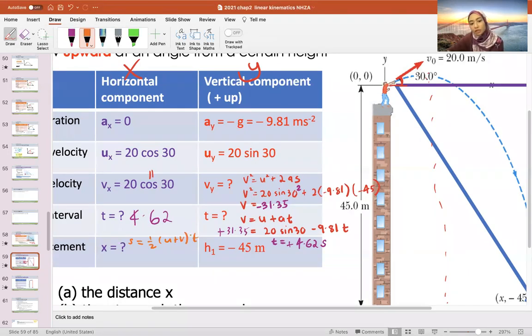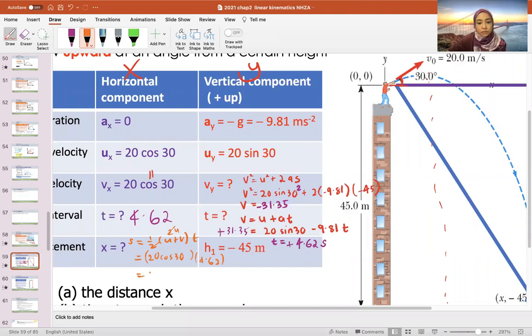So the time that I should use in my equation should correspond to the total duration that we got at the end of the projectile motion. So this 2u cancels out. I just have to multiply u with t, u is 20 cosine 30, and the time is 4.62.